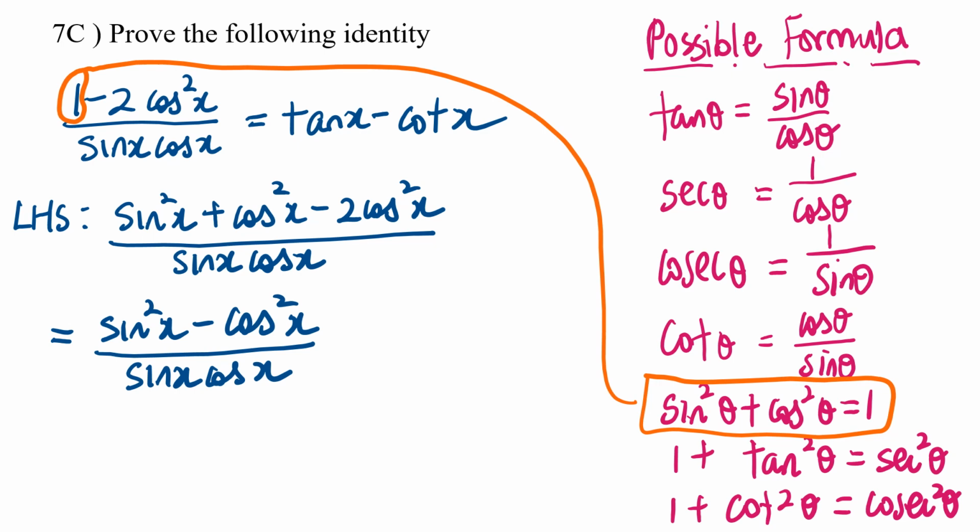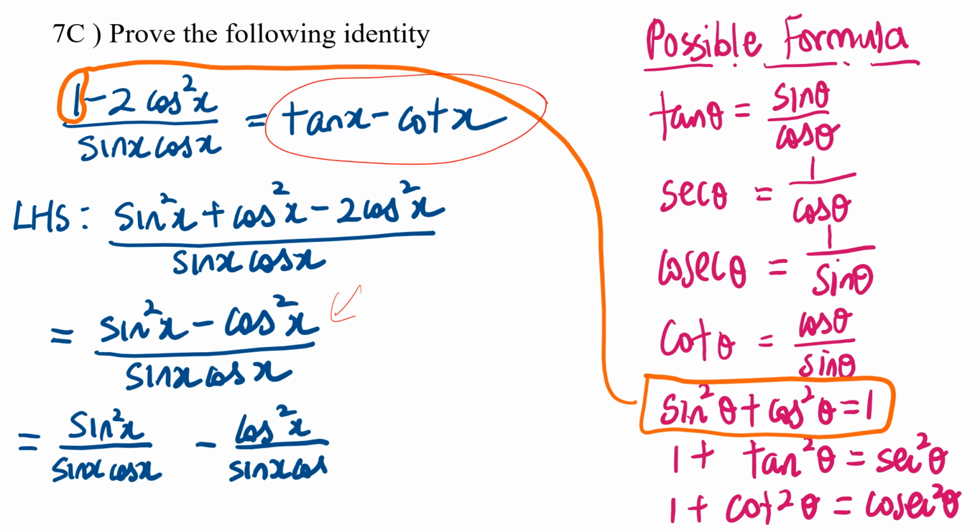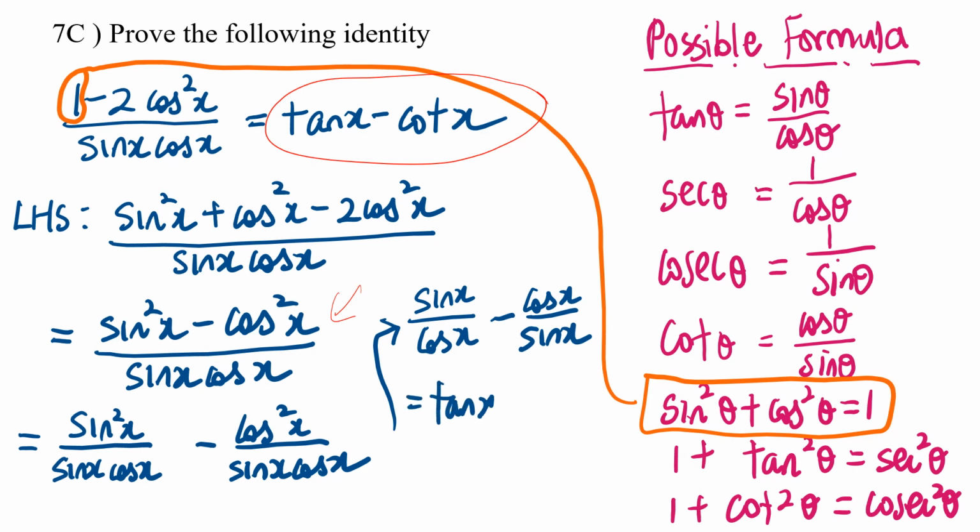Because if you look at what you need to prove, it is two fractions. What we have right now is one fraction, so we have to break it up into two fractions. So how do we break it up? Yes, this is how we break it up. Then from there you can simplify further to get sine x over cos x minus cos x over sine x. Then sine x over cos x is your ratio identity, which is your tangent x. And cos x over sine x is your cotangent x, which is what you need to prove.